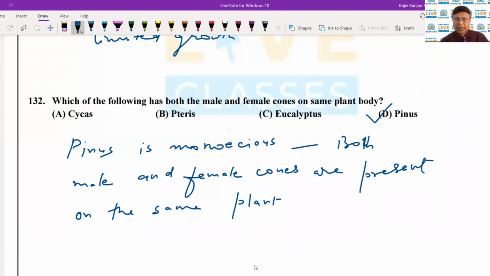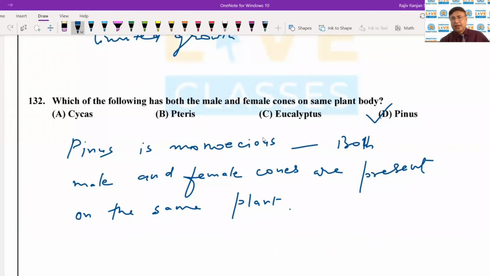Cycas is dioecious, and it has got the male and female plants, and the male plant just bears the male cone, and the female plant bears the female cone. So the male and female cones are found separately on the different plants. Pteris is a fern, and it doesn't have the cone. It doesn't have the male and female cone.